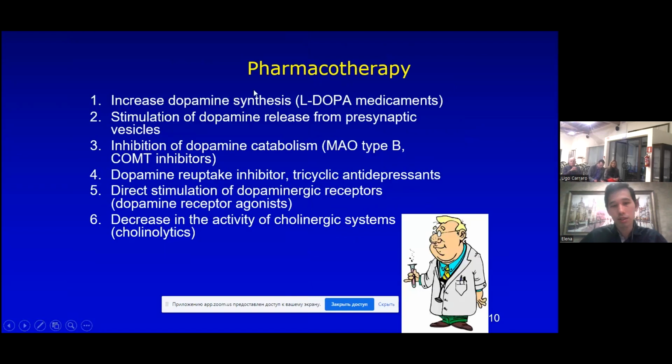Here there is a list of the more common medicaments for treatment: L-dopa medicaments, stimulation of dopamine release from presynaptic vesicles, MAO-B and COMT inhibitors, dopamine reuptake inhibitors, tricyclic antidepressants, dopamine receptor agonists, and cholinergics.